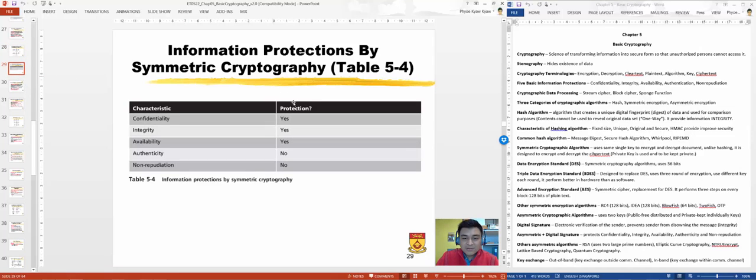So symmetric cryptography will give a CIA, which is confidentiality yes, integrity yes, availability yes. It gives you three layers of protection.